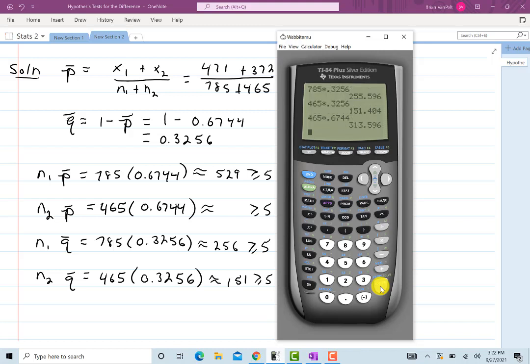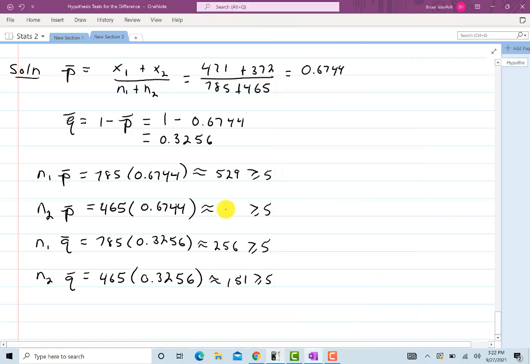About 314. So that's greater than or equal to 5. So everything works out as far as the sizes are concerned. So I may proceed with the test.